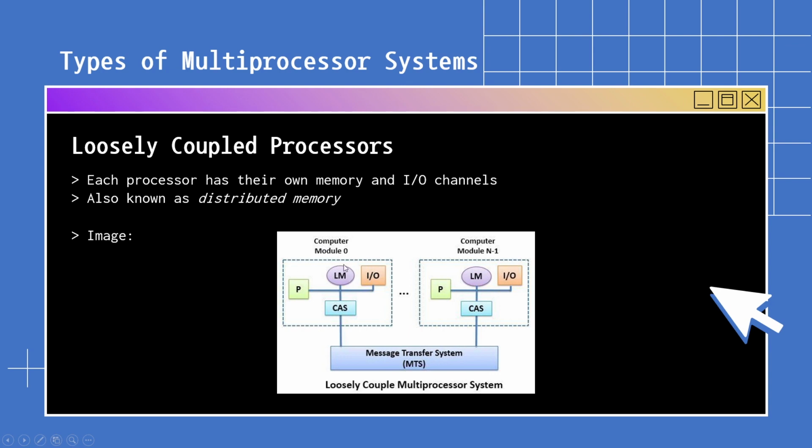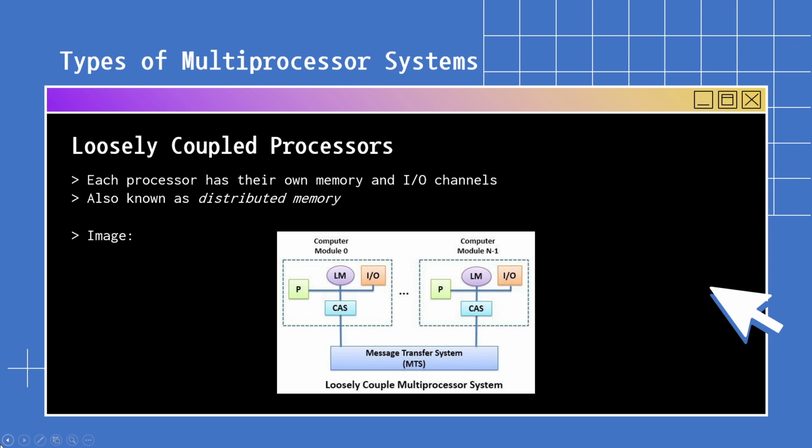This is computer module 0 until n-1. When these computer modules communicate with each other, they communicate through a message transfer system, as you can see here, which is denoted with the MTS.